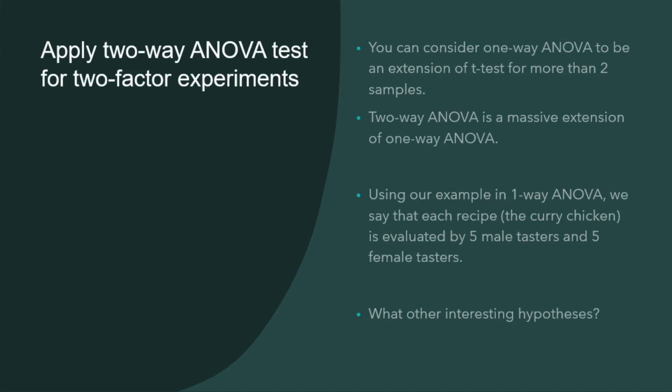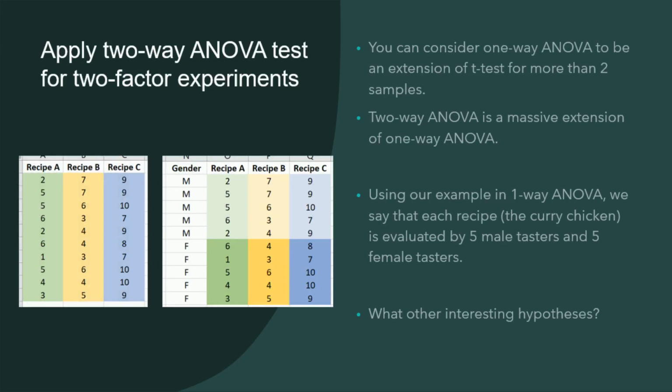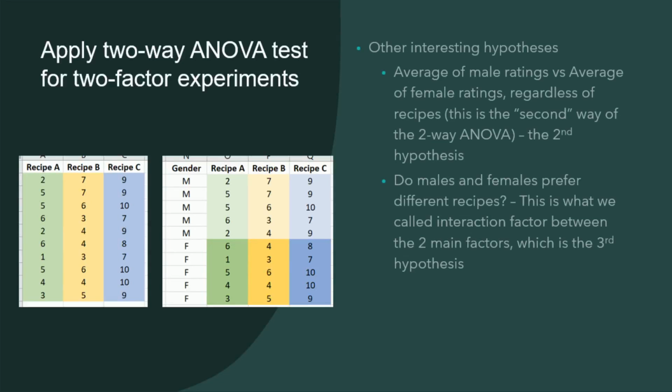Let's illustrate with an example using our example in one-way ANOVA, the curry chicken recipe evaluation. In one-way ANOVA, you know that each recipe is evaluated by 10 tasters or evaluators. Here, I tell you that each recipe is evaluated by 10 tasters or evaluators comprising 5 males and 5 females. What other interesting hypotheses can you consider besides whether the average ratings of each recipe are statistically different or not?